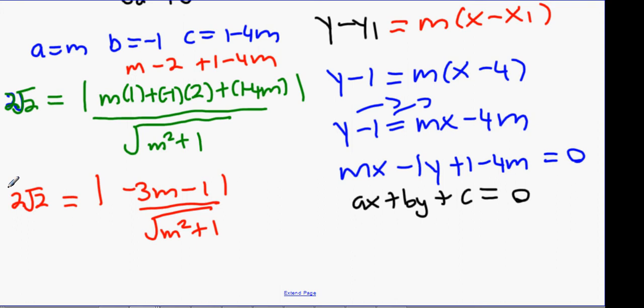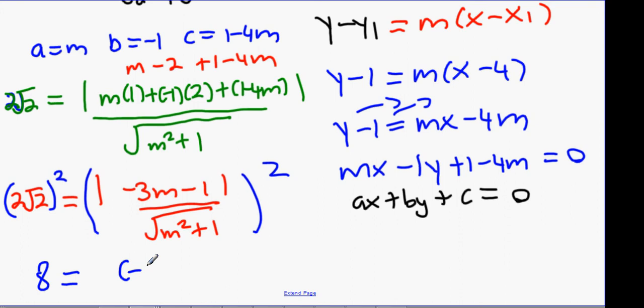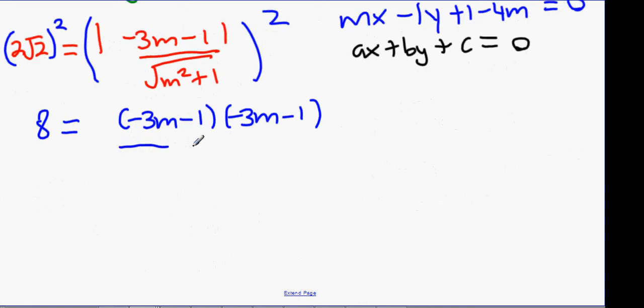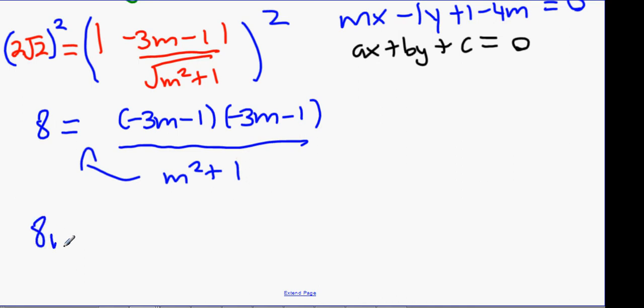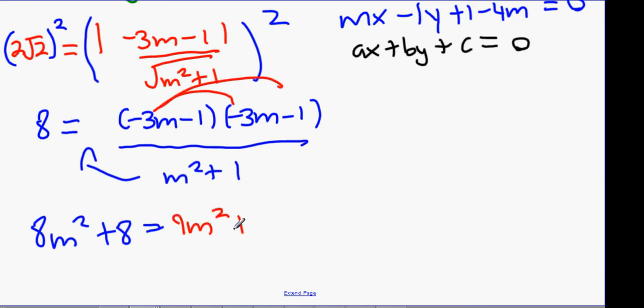When you square both sides, and a lot of you are making this mistake as well, you get 2 root 2 squared, which is 8. And what I have to do is (3m minus 1) squared on top, and the bottom squared is going to be m squared plus 1. Cross multiply: 8m squared plus 8. Multiply these out: 9m squared plus 3m plus 3m plus 1.